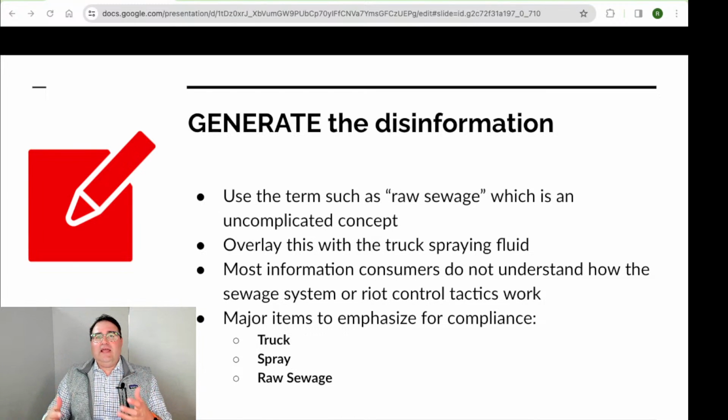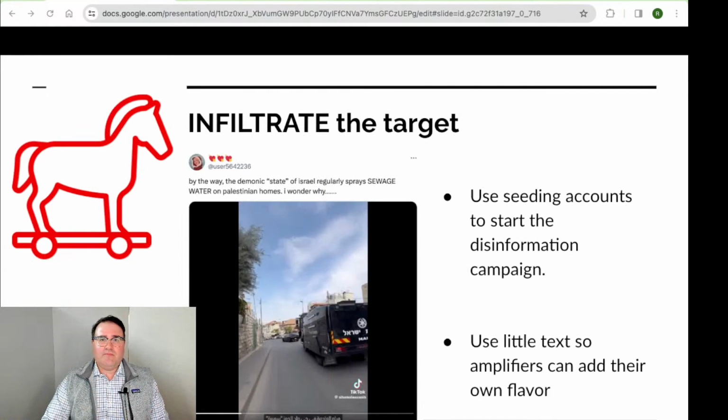We're going to overlay that term raw sewage with the truck spraying fluid. Most information consumers do not understand how the sewage system works, and they don't understand how riot control tactics work. So here are the major items that we're going to emphasize to create compliance. Truck, spray, raw sewage. So three things: truck, spray, raw sewage.